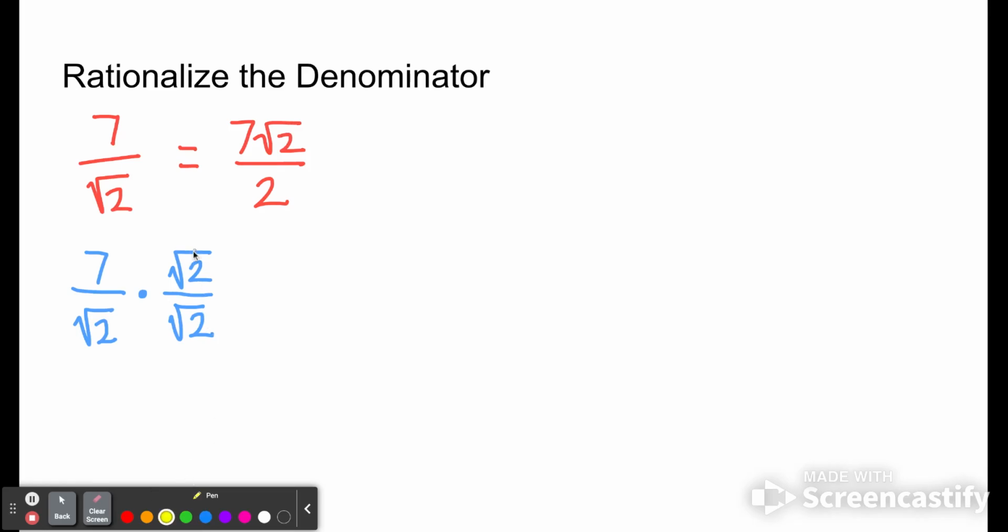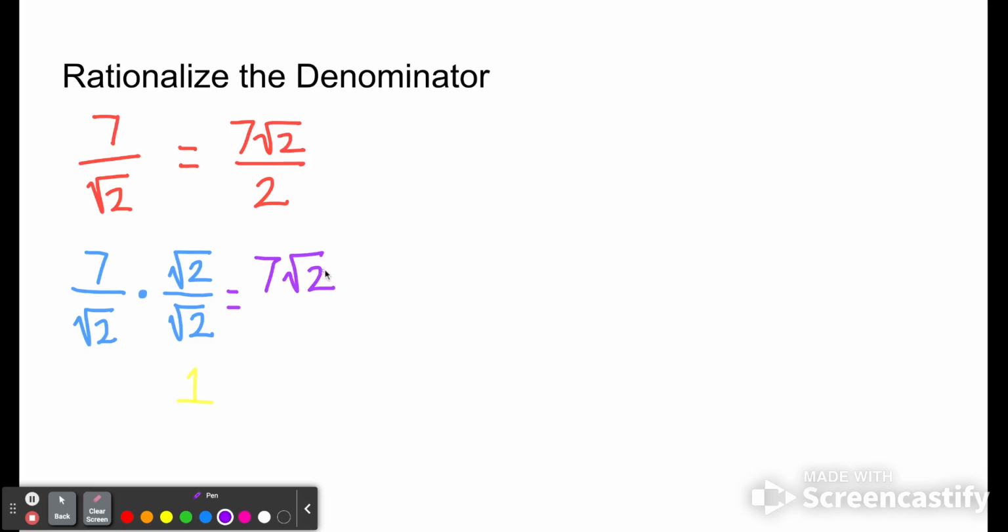Remember that when you have the same thing in the numerator and the denominator, that's equal to 1. So really, we're multiplying this fraction 7 over the square root of 2 times 1. And when you multiply something by 1, you don't change the value of it at all. What that leads us to have in the numerator is 7 times the square root of 2. We can't simplify that at all.